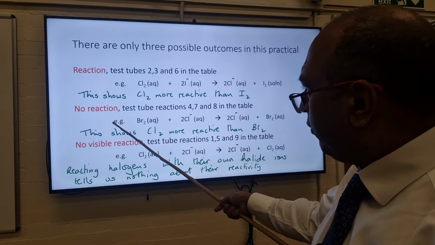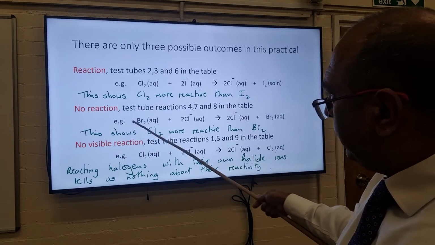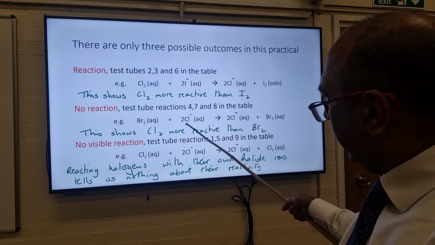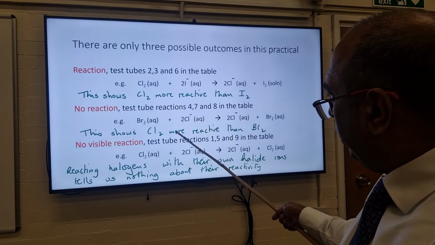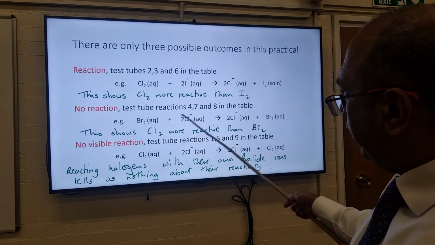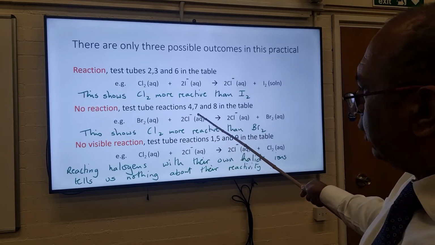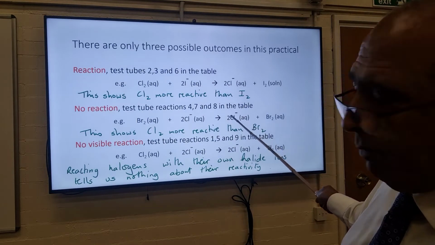Well, what about where there's no reaction? The ones where there's no reaction, 4, 7, and 8, are where the halide is more reactive than the halogen. It shows you that chlorine is more reactive than bromine because you get no reaction. The chlorine is already as chloride ions and therefore being more reactive, it will stay.